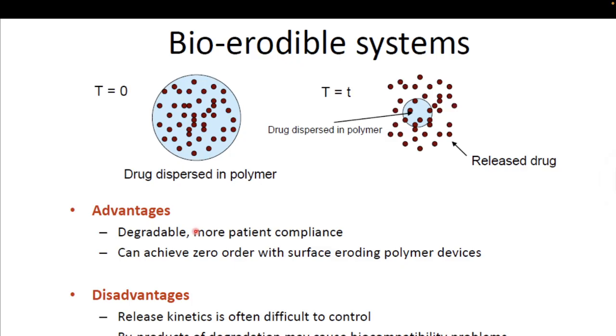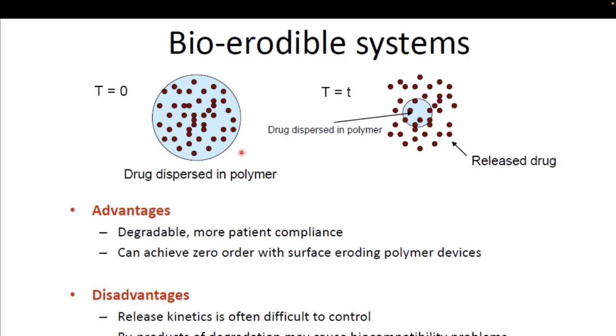You don't have to do another surgery to remove it, so it's more patient compliant. And if you, let's say, have a surface eroding polymer device, which means the polymer will always be eroded from the surface, then you can achieve zero order. Because no matter how much drug you put in, since it's only getting eroded from the surface, there'll be a constant rate of release.